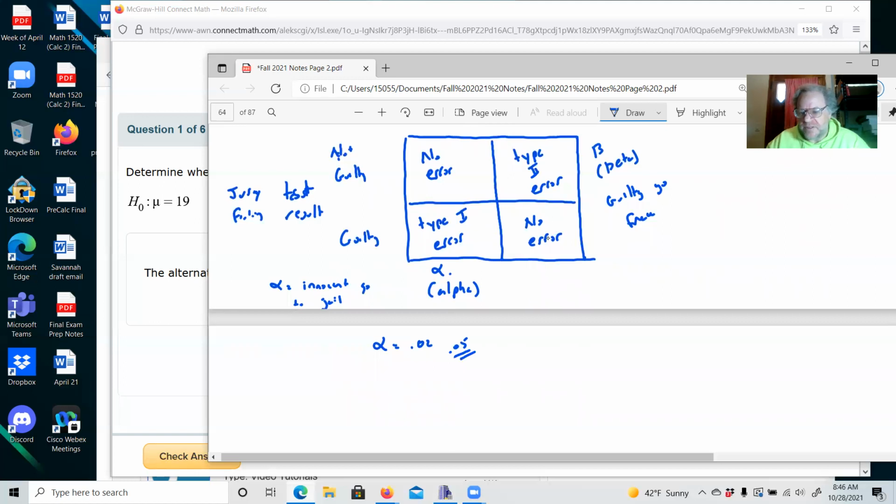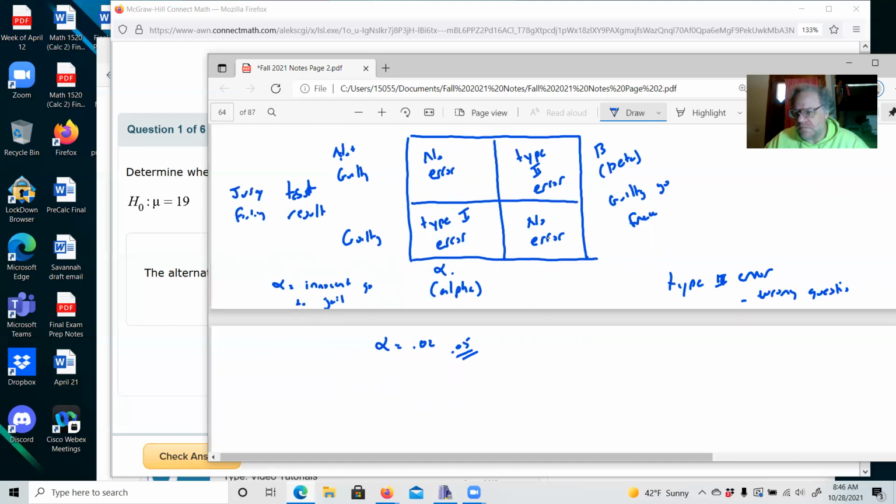Okay. There is a type 3 error. It'll cover it in the book. Okay, but you've been charged with the wrong crime. We've asked the wrong question.